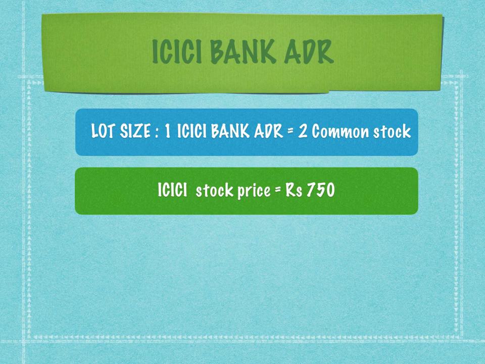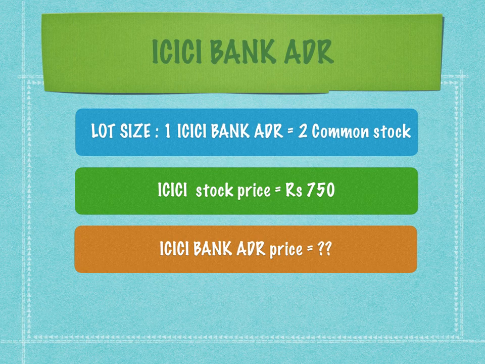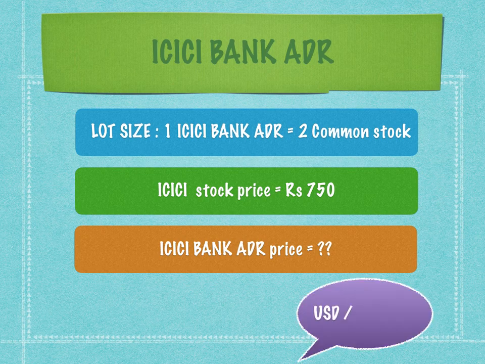One ICICI Bank ADR is equal to 2 common stock. One ICICI stock, the stock price on NSE is 750 rupees. ICICI Bank ADR price is calculated according to these two input numbers. There's a third input number that is needed, and that is the USD INR rate, which is 75 rupees. I would like you to think about this and I'm not giving the answer right away. I will wait for 2 days before I post the answer on the comment section. I would like you all to work this out and let me know the answer in the comment section of the channel. Okay, it's very simple.